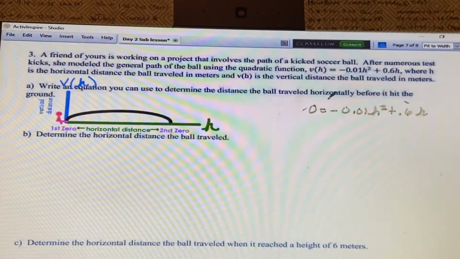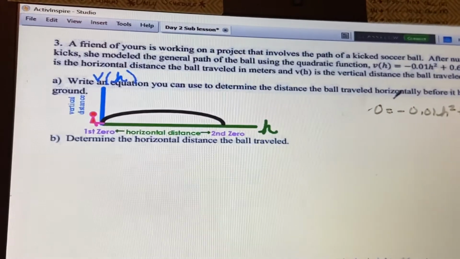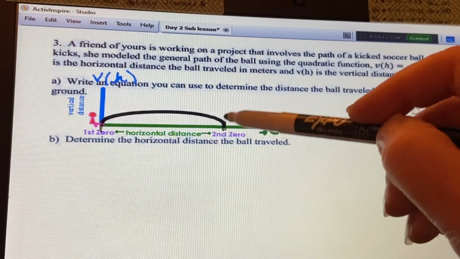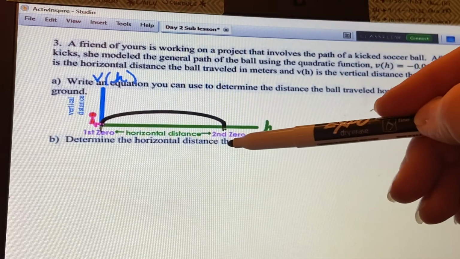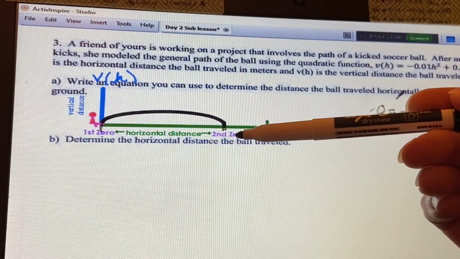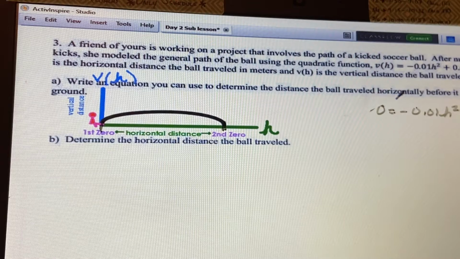All right, determine the horizontal distance the ball traveled. So we're trying to figure out how far this distance is from here to here. So the ball started off and landed. So should she be playing for the NFL and we should be measuring in yards instead of meters? We'll figure this out.